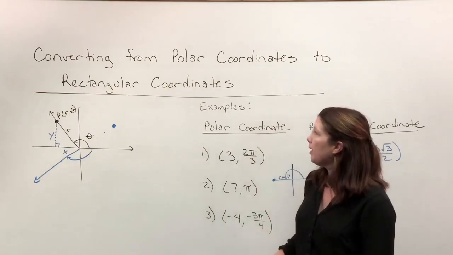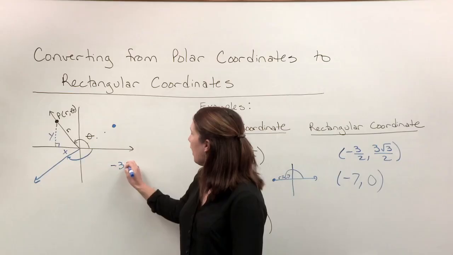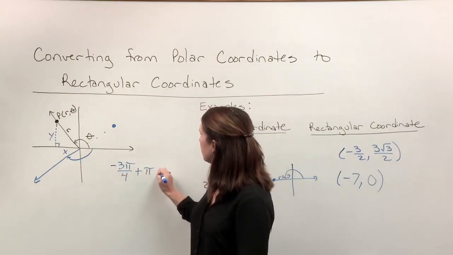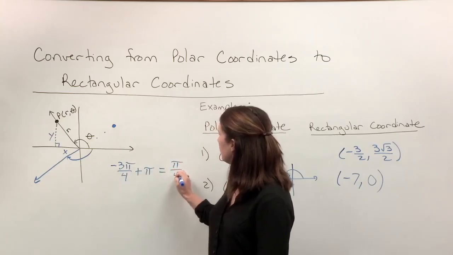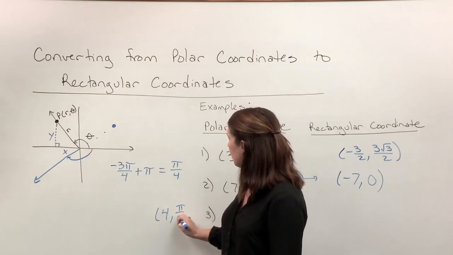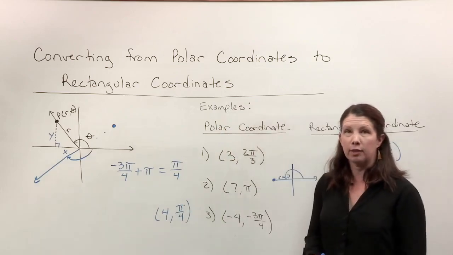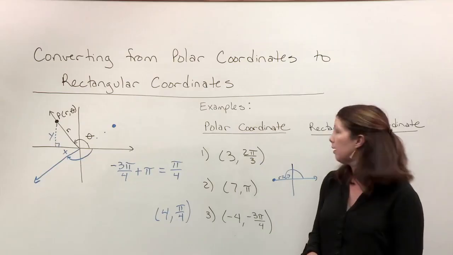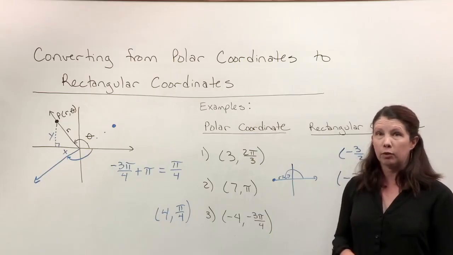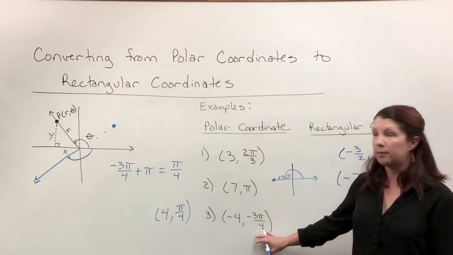I might rename it by taking negative 3 pi over 4 and adding pi, which would give me pi over 4. And so I would rename this point as 4, pi over 4 and use that representation to convert it to rectangular form. Now again, if you did not do this and you used the original representation, you still should get the same answer, but it's just a more complicated problem to figure out.